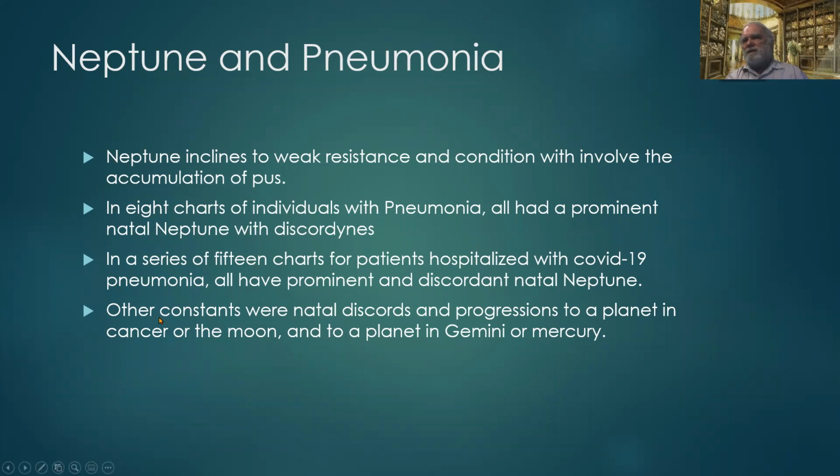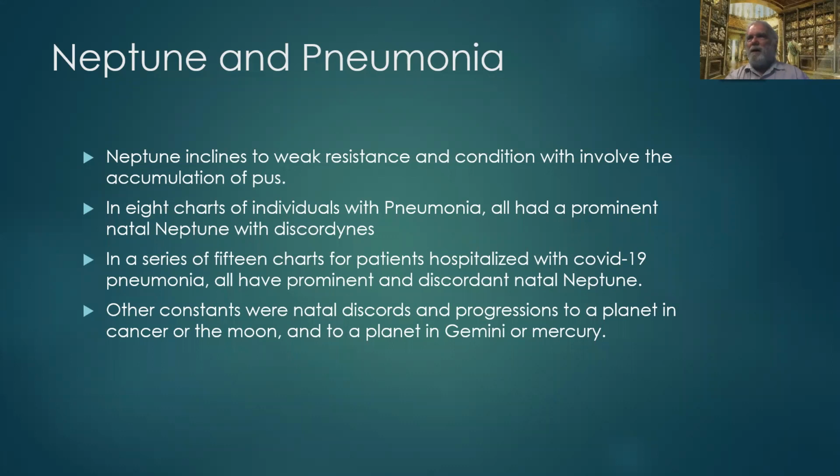In this, the other constants in the pneumonia cases were natal discords and progressions to a planet in Cancer or the moon, and also a planet in Gemini or Mercury. They had both. And remember, we have the lung, the upper lung is ruled by Gemini and Mercury. The lower lobe of the lung is ruled by Cancer and the moon. This is why Neptune and pneumonia. Pneumonia is a disease of weak host resistance. It isn't like an aggressive bacteria comes and infects you and invades your lungs, except with COVID it is, right? This is an aggressive virus, can go right down into your lung tissue.